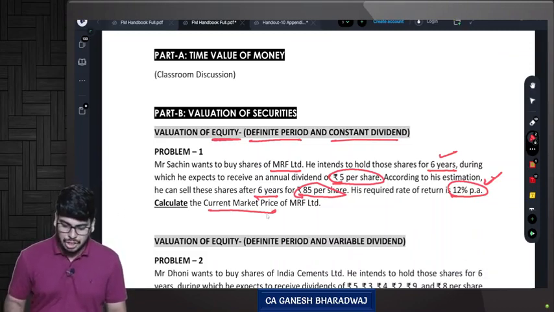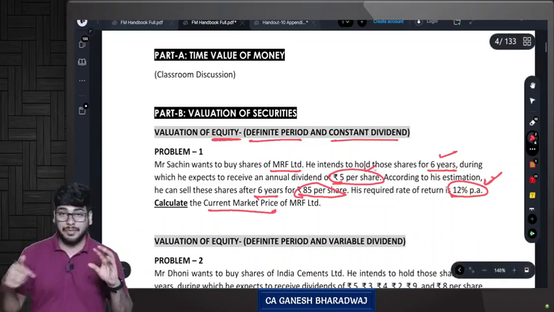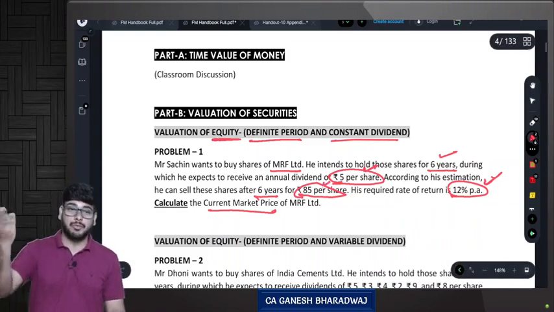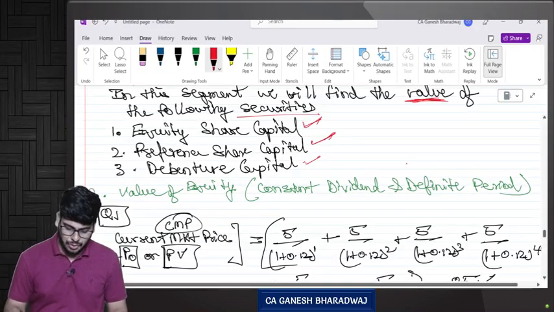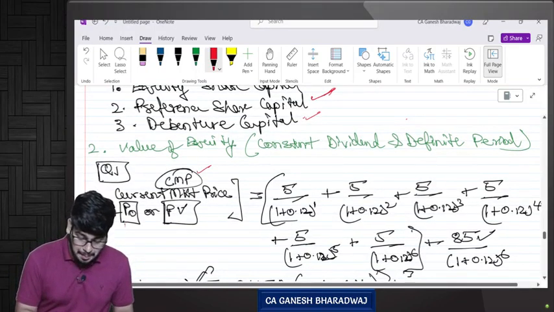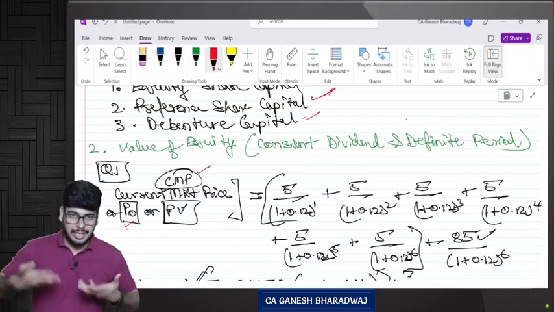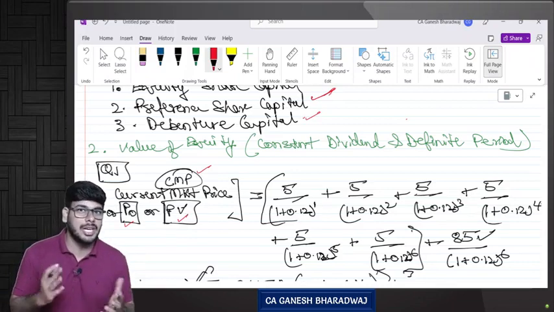Very, very simple. So for the next 6 years, he is going to receive 5 rupees as dividend. And at the end of the 6th year, he is going to receive 85 rupees of the sale proceeds, which is also an inflow, right? Fine. So very, very simple. So look at this. The current market price, which is also known as P0. P0 means what? Price at year 0. That is the current price. Or it is also known as present value. These are other jargons that can be used.